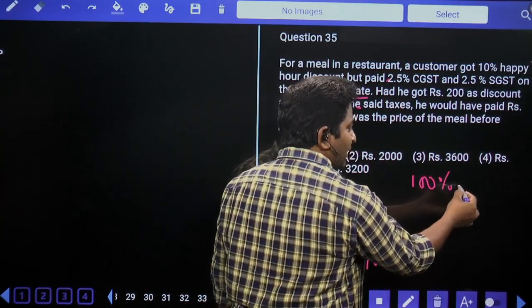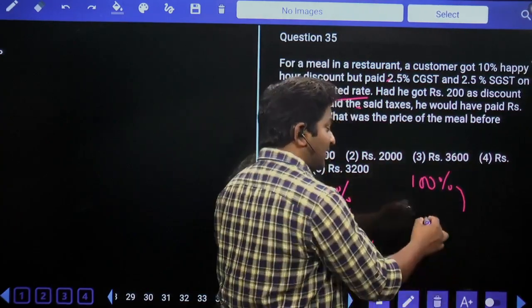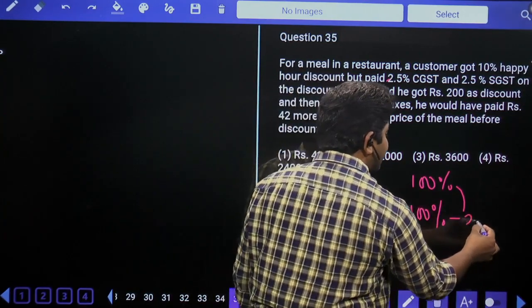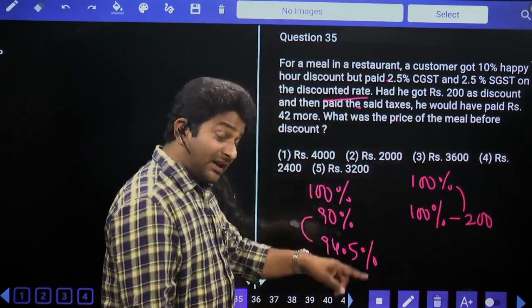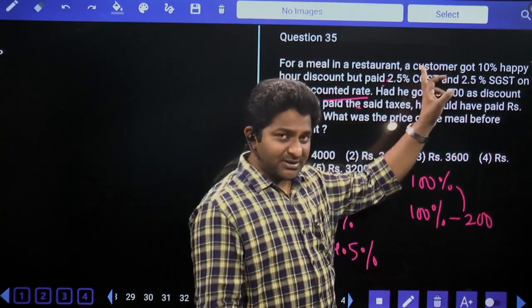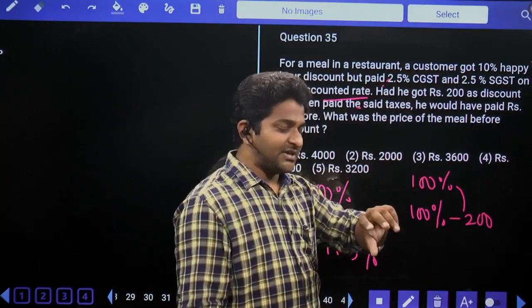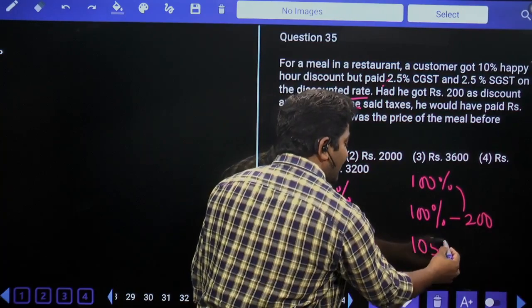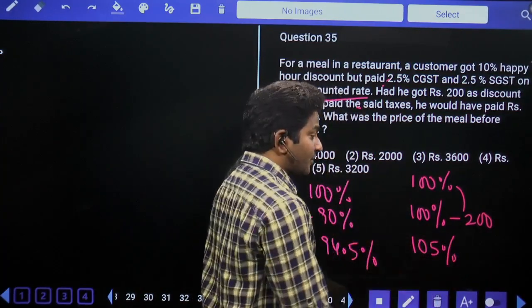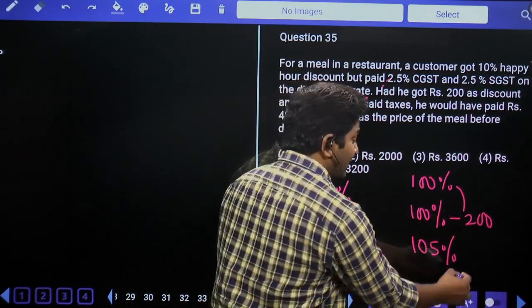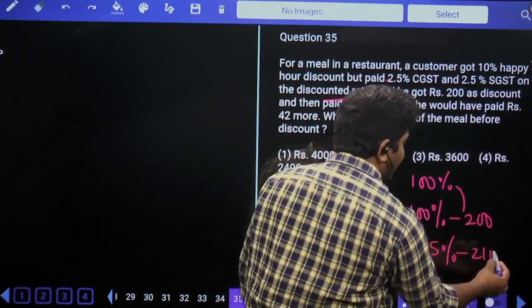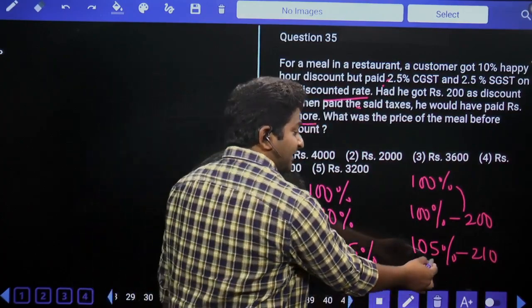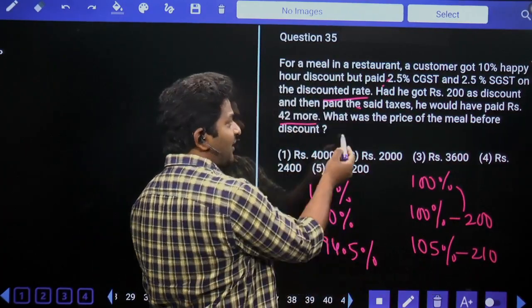Had he got 200 rupees as discount and then paid the said taxes, that means the market price has no change. Now they are giving 200 rupees discount. That means after discount his bill is going to be 100% minus 200. And then they're charging the same 2.5% CGST, 2.5% SGST, that is 5%. 5% of this number, that is 100% plus 5%, 5% of this number is 10. 200 plus 10 is equal to 210. Now he would have paid 42 rupees more.